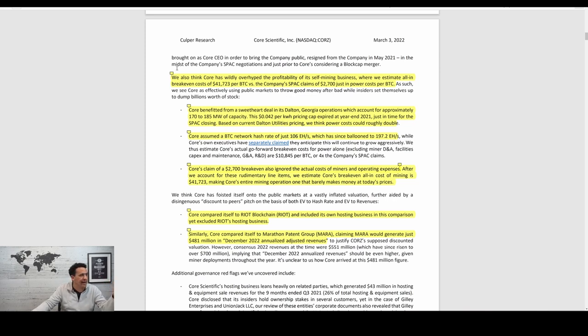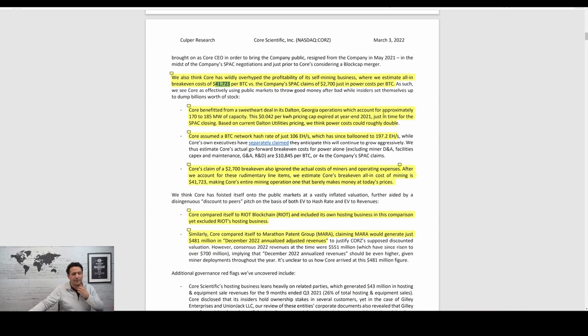They do get into the math as to how they get this 41,000 number, or nearly 42,000, versus the 2,700 that was published in the SPAC. They say here again that Core benefited from a sweetheart deal in its Dalton, Georgia operations, which account for approximately 170 to 185 megawatts of capacity. This 4.2 cents per kilowatt hour pricing cap expired at year end 2021, just in time for the SPAC closing. Based on current Dalton pricing, we think power costs should roughly double.